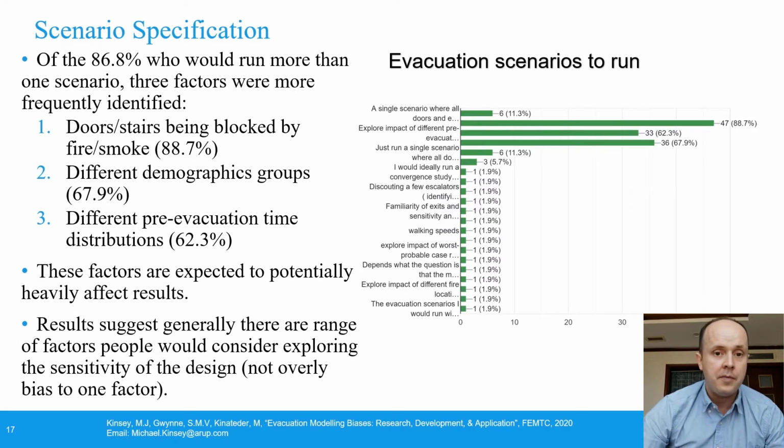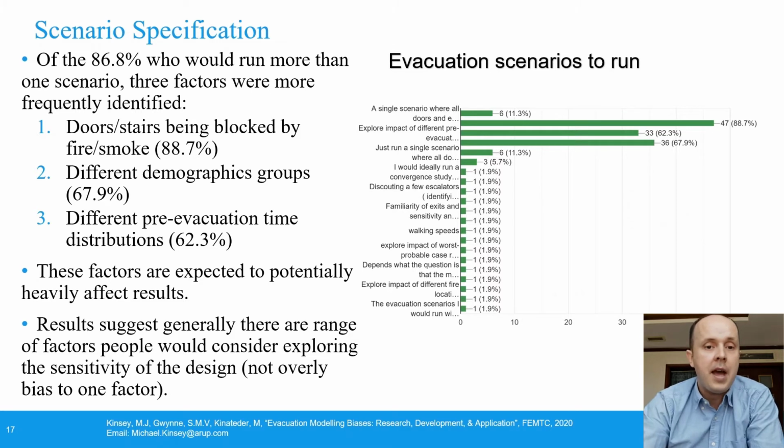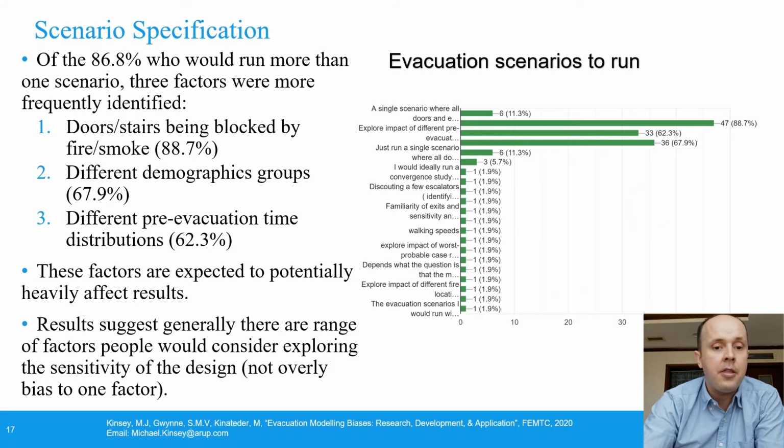Of the large majority of participants who would run more than one scenario, 3 factors were most frequently identified. The first was exploring the impact of stairs and doors being blocked due to fire or smoke. Second, exploring the impact of different demographic groups. And then the third was looking at different pre-evacuation time distributions. These factors are expected to potentially heavily influence most evacuation scenarios. And this is highlighted in the SFPE handbook.